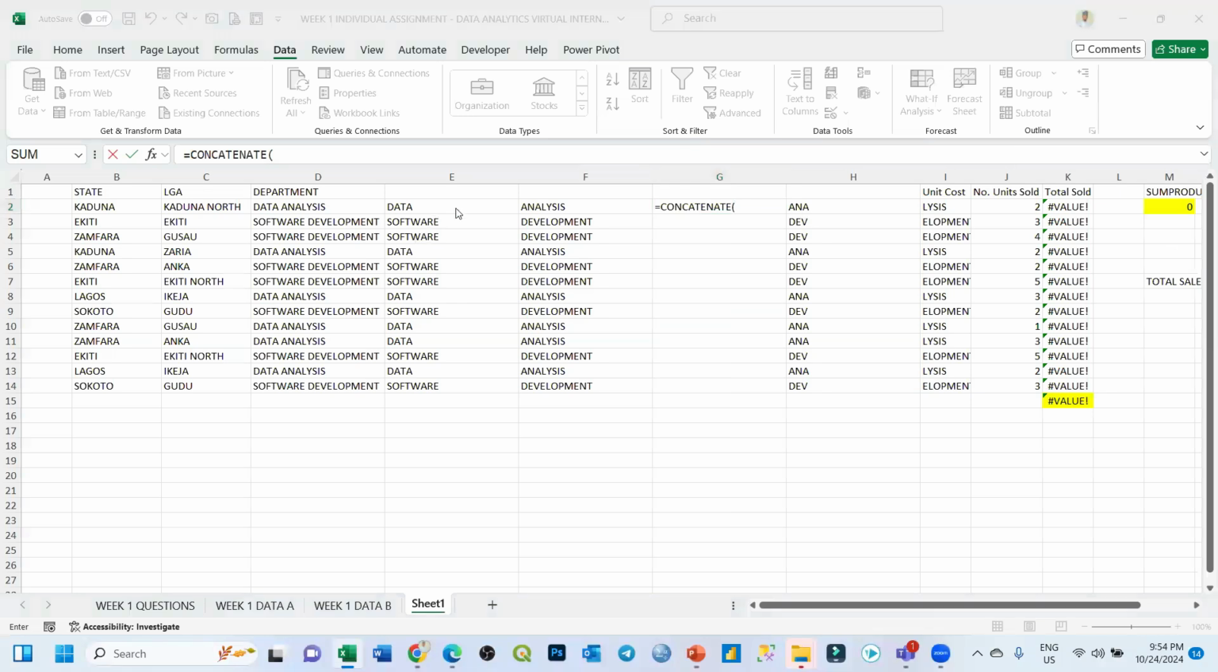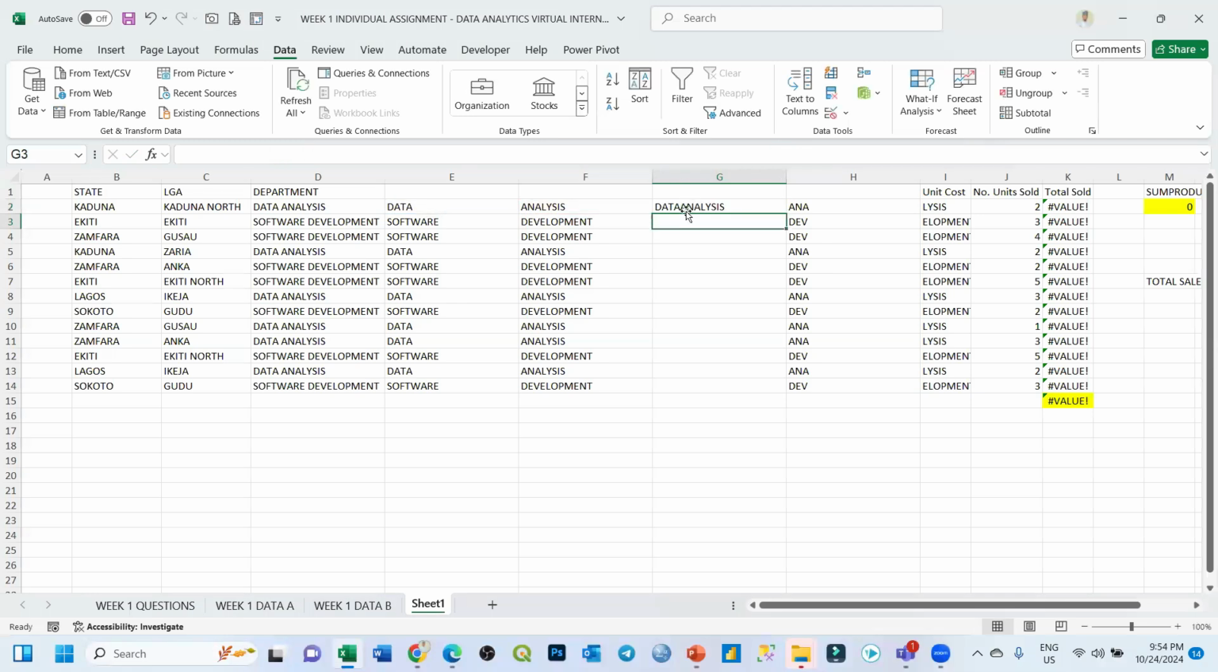Since we have data that we want to combine, we want to return it to this department, so I click on it. I press comma. That means I put one text. Now if I click on this second text and I close the bracket, please, and press enter, look at what will happen. It will concat data and analysis for us without a space. So it put them together, because that's what we concat.